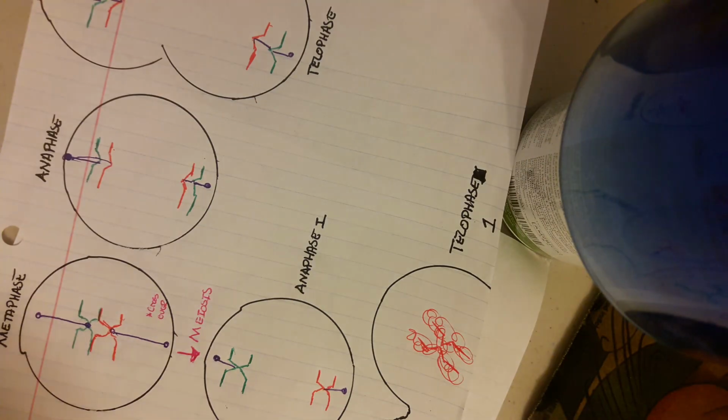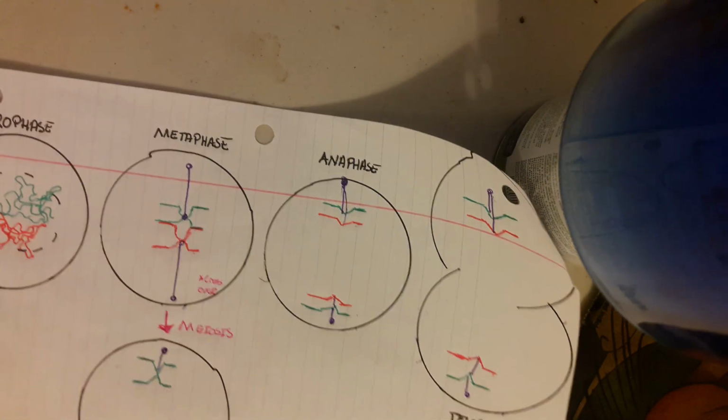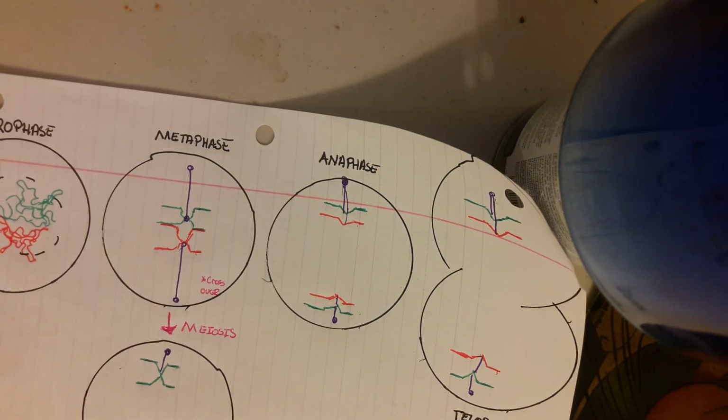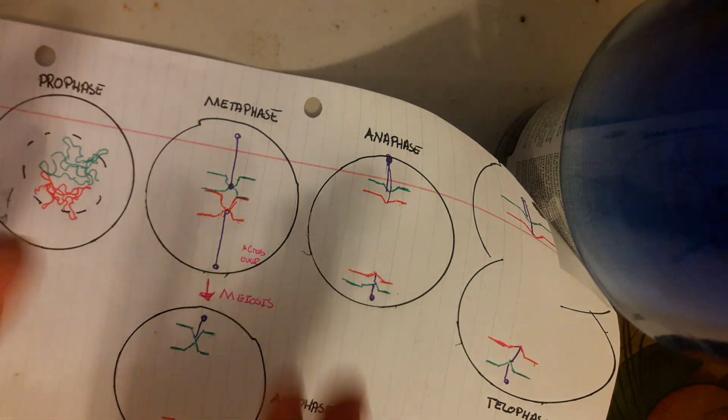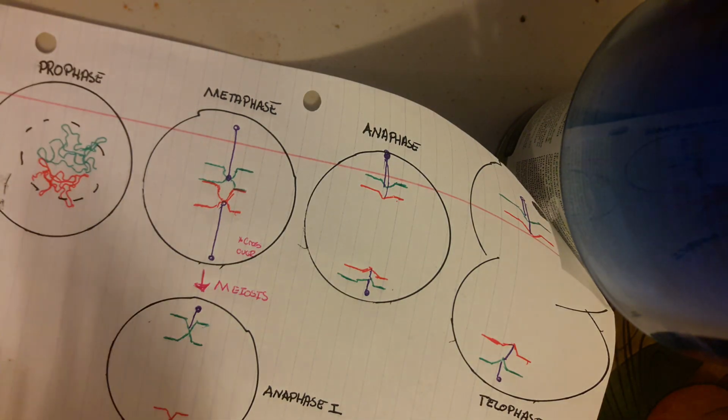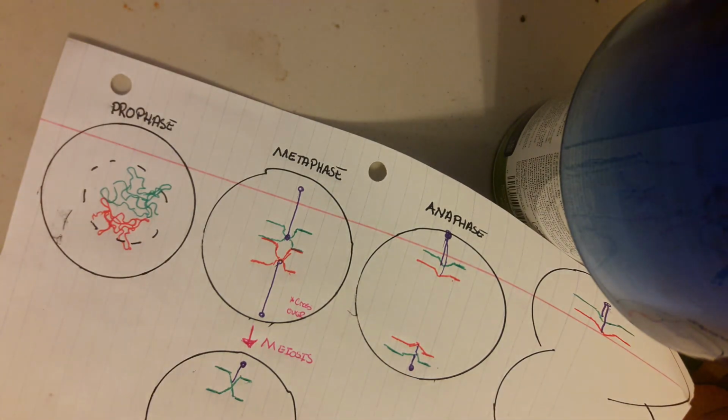Okay, now let's get into the actual details. And I've made this chart right here. And you guys know prophase, metaphase, anaphase, telophase. Though the key difference between meiosis and mitosis seems to be at the metaphase position. So first we'll talk about prophase.